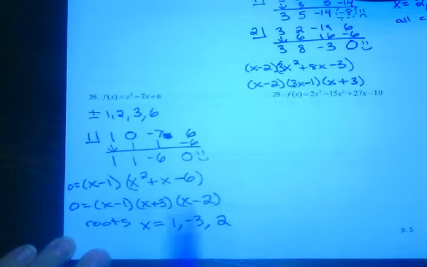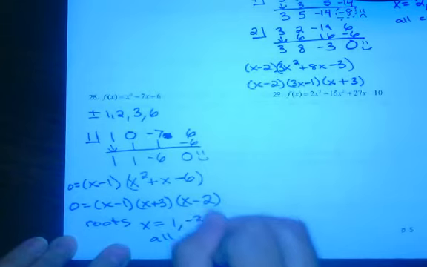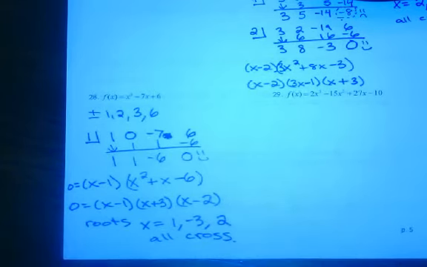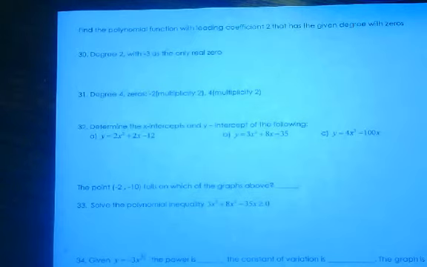Notice how each one was an individual factor, and I didn't get any that repeated, so they all cross. Okay, if I would have had one that repeated, it would have bounced. All right, so that gives you a couple examples of those, and moving on to the last page. Okay, these next two, we're working backwards.